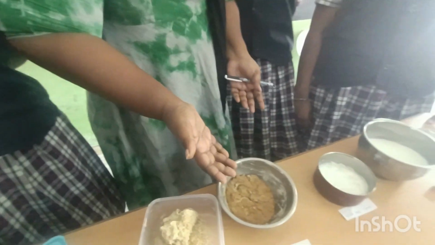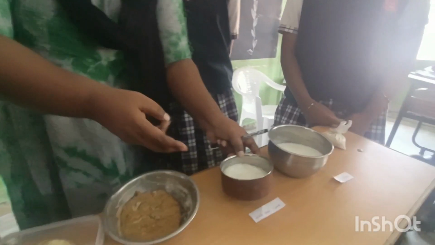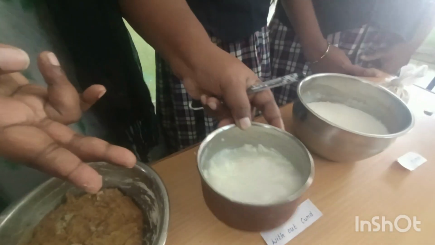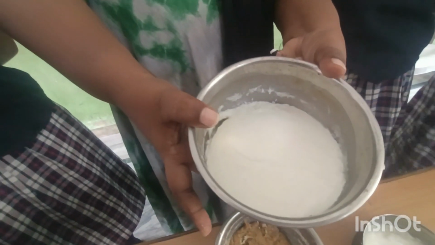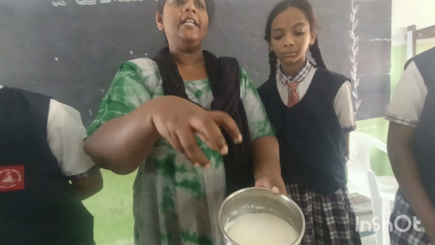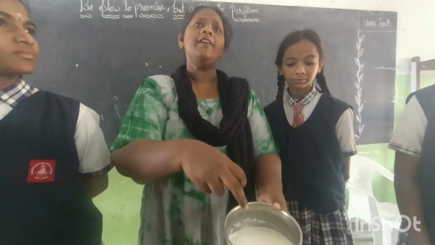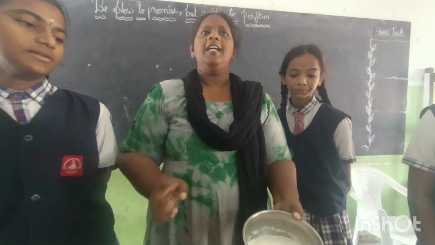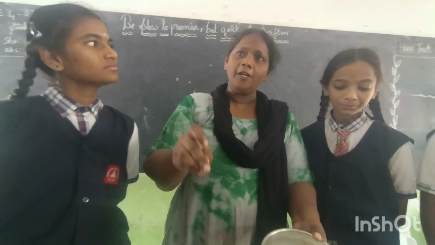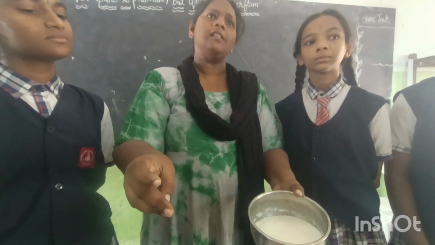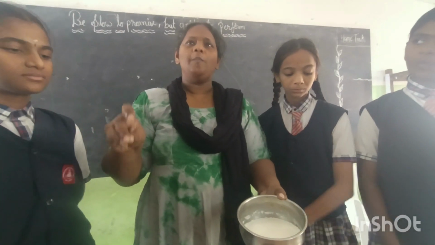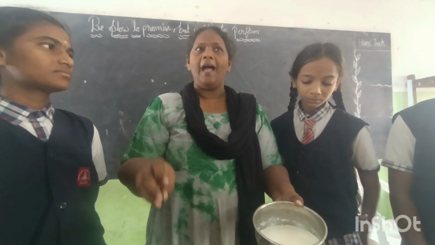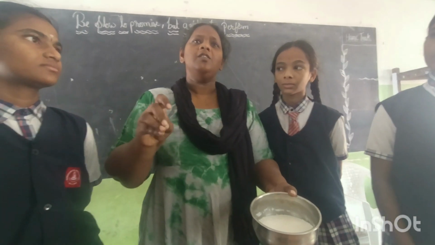Why? We did not add any yeast in that. See this milk, it didn't set as curd, and see, curd. Okay, now how is it? Milk is in a fully liquid state. What did we add in this? Curd. Why, if we add 1 spoon of curd, does all the milk convert into curd? What is present in that curd? Lactobacillus bacteria. That bacteria converts milk into curd.